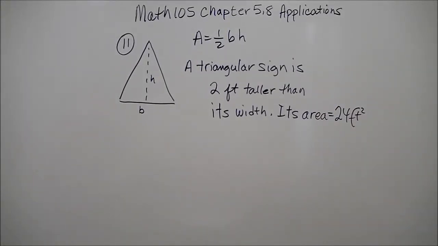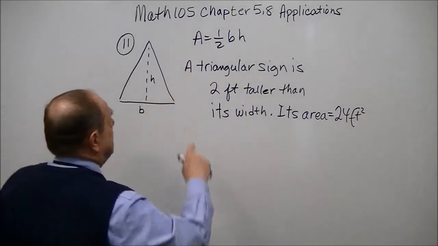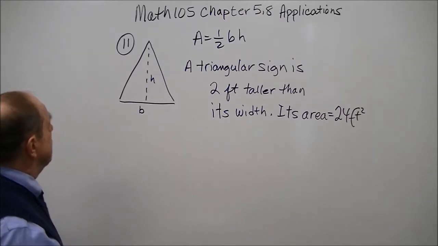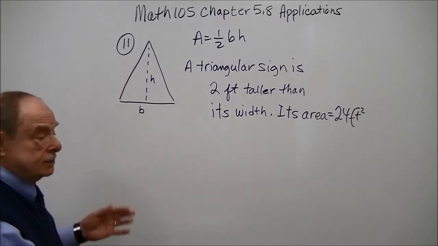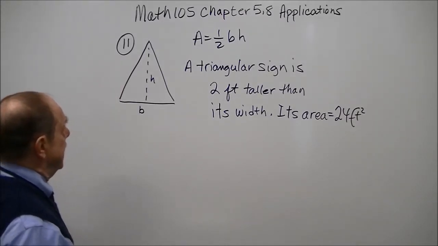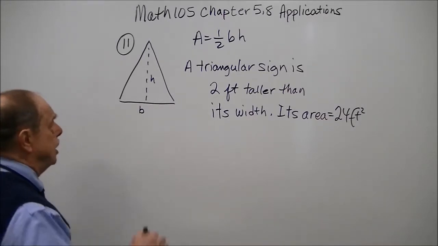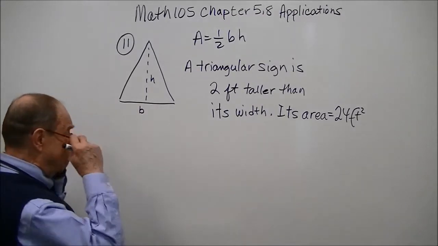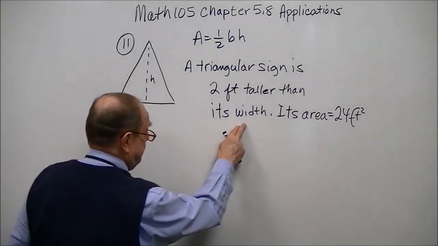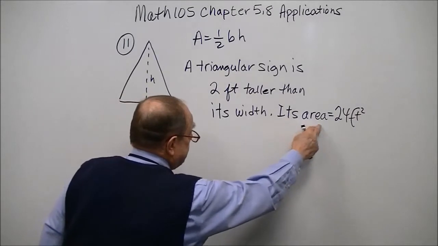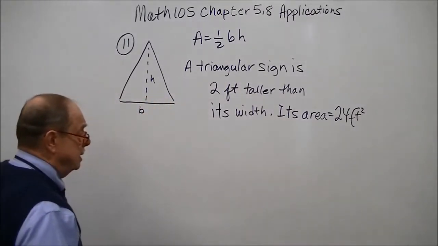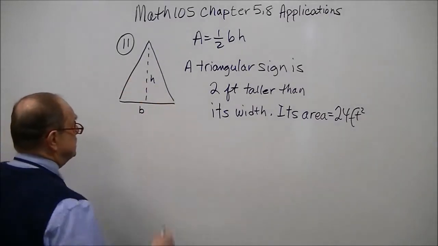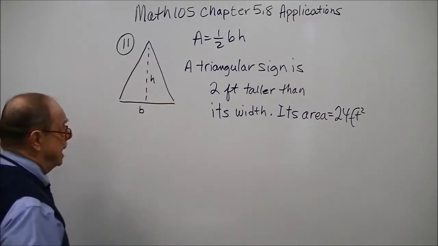As we continue on topic 5.8, applications, word problems, we're at number 11 in those workbooks. What it says is a triangular sign is 2 feet taller than its width and has an area of 24 square feet. What are the dimensions of the sign?